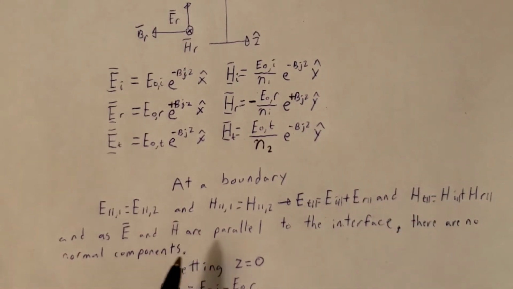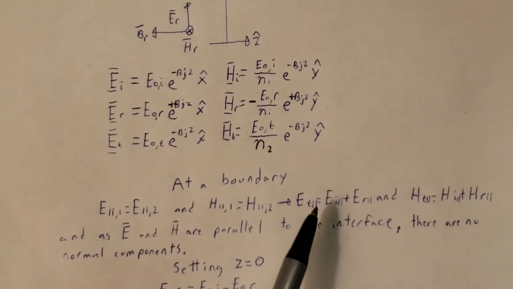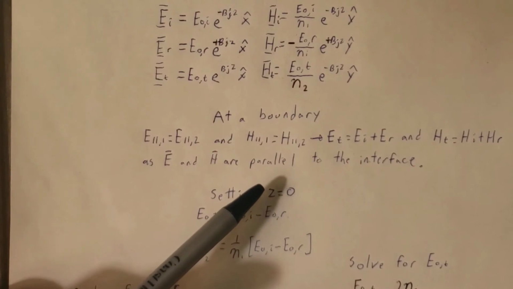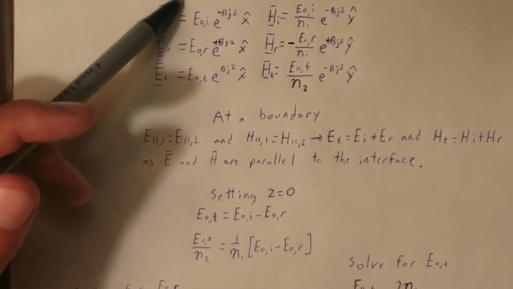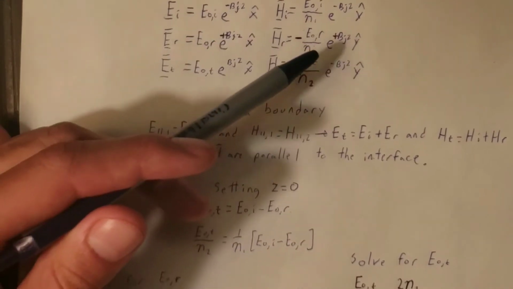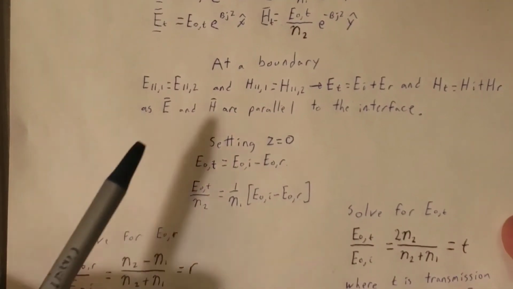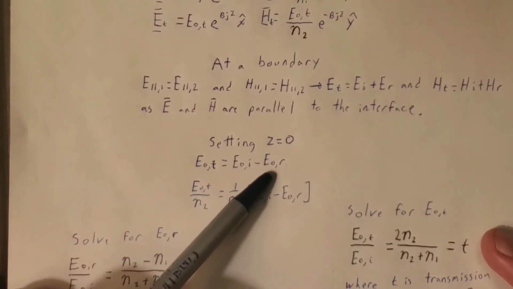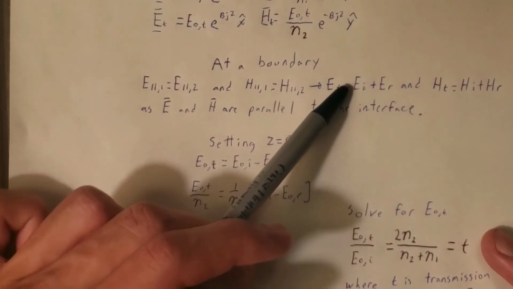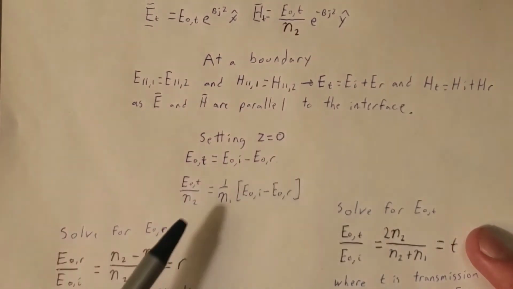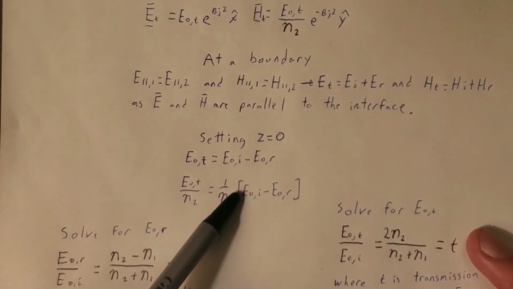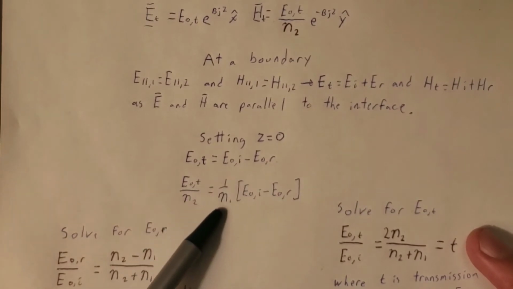Now, as E and H are parallel to the interface, there are no normal components, meaning that this can just be said in general. So when we set z equal to 0, we will be left with just these amplitude values for both sides of the equations, and we will arrive at E naught t equals E naught i minus E naught r for this condition, and for this condition we have E naught t over impedance 2 equals E naught i minus E naught r over impedance 1.